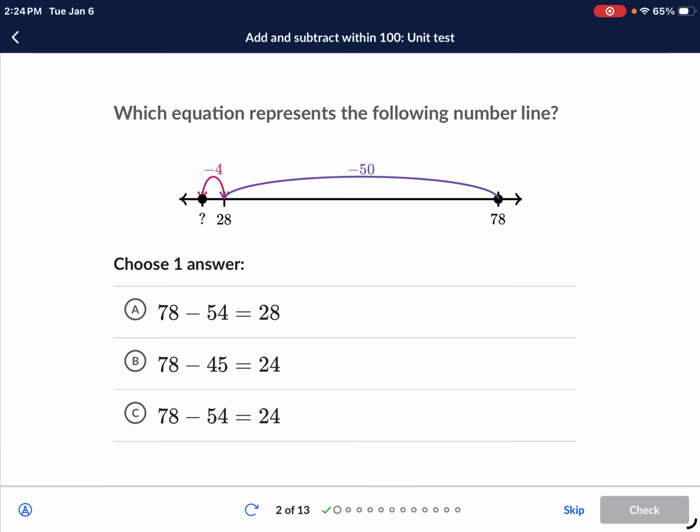Also, which equation represents the following number line? So it's 78 minus 50 minus 4. So is that equals 28? Nope, because 28 is before the 4 goes away. And then it could be this, but nope. So the answer has to be that.